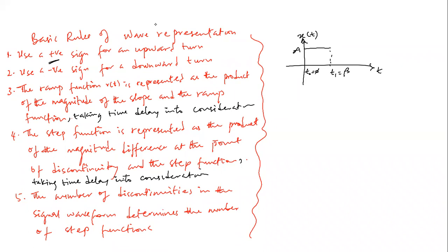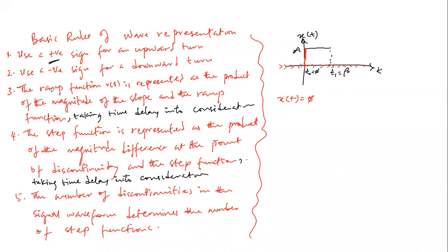So once again, it says we should trace from left to right. So we trace from left to right. So here we have s of t is equal to 0 first. So it keeps going all the way. So it's 0. Now at t equal to 0, there is a discontinuity here. And you see that 0.5 says the number of discontinuities in the signal waveform determines the number of step functions. So here we're going to have just one step function, okay?